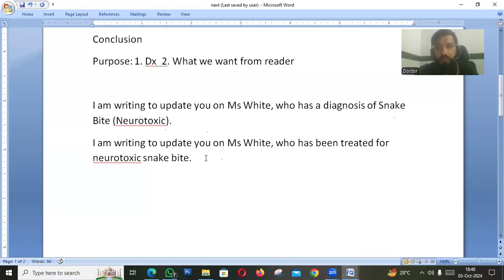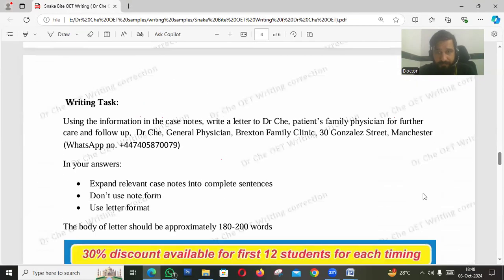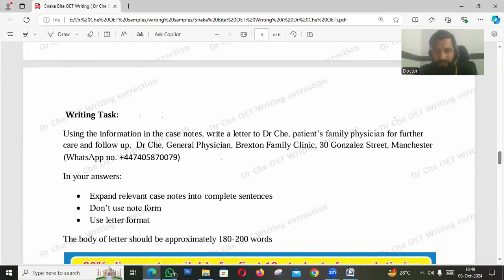Okay, who has been treated for neurotoxic snake bite? What else are you going to write here? She is being discharged today. And what do we need from the reader? Follow-up, further care. Follow-up and further care are almost the same thing. Just write one of them. Don't write both of them.